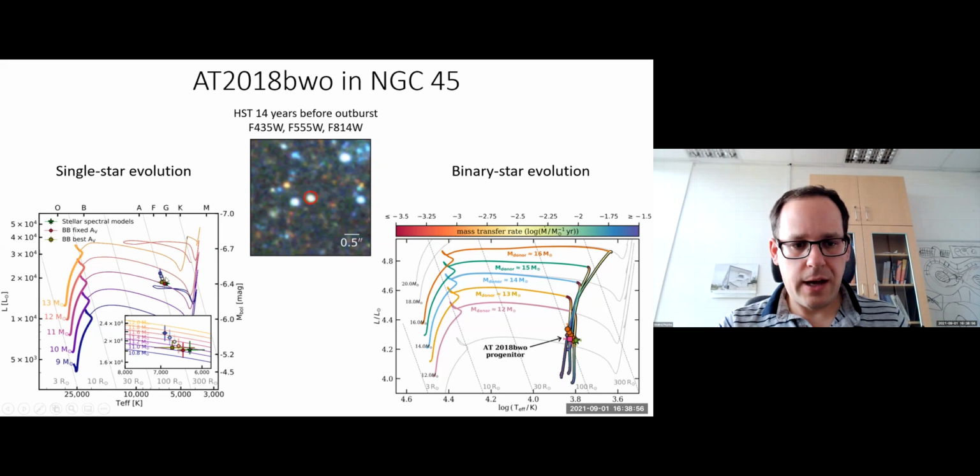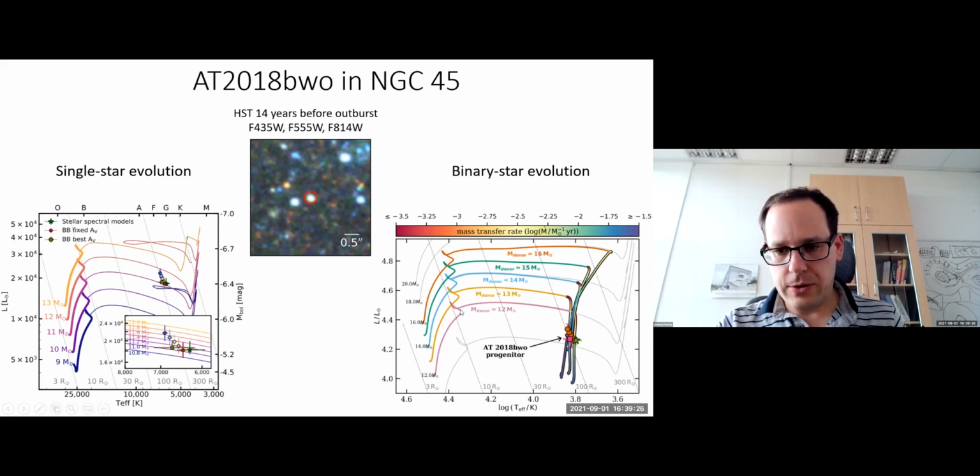And what is typically done in these cases is to interpret this position with single star evolution tracks, as is shown here. If we do this, we would find out that the progenitor was likely an 11 solar mass star or so. However, we know, or we think, that luminous red novae are associated with binary stars. So we need to have binary star evolution models to explain these observations. That's shown here on the right.